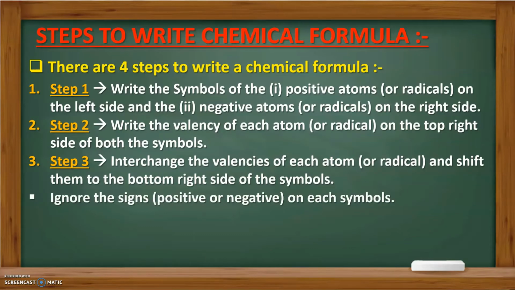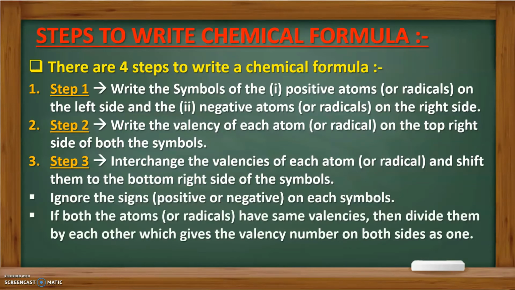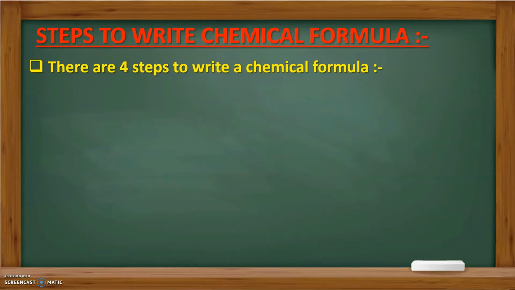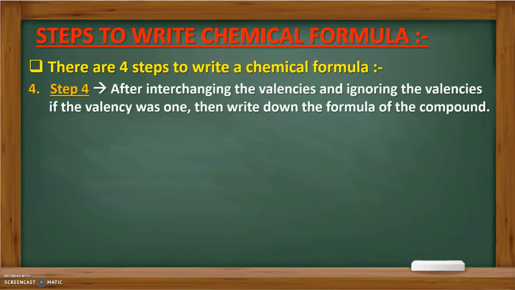If the atoms have same valencies, then divide them by each other, which gives the valency number as 1 on both sides. And whenever you get the valency number as 1, you have to ignore the number. And in the final step, after interchanging the valencies and ignoring the valencies if the valency was 1, we have to write down the chemical formula.